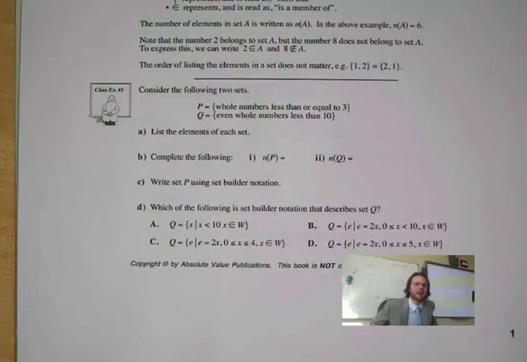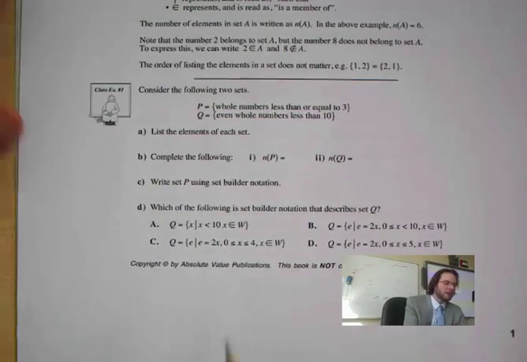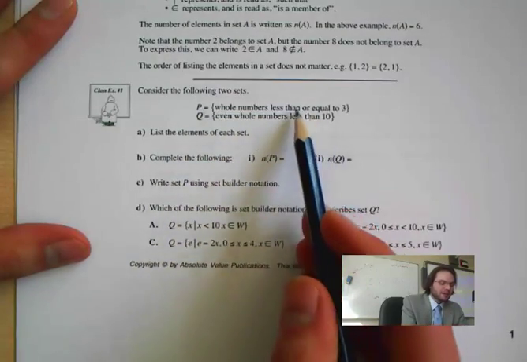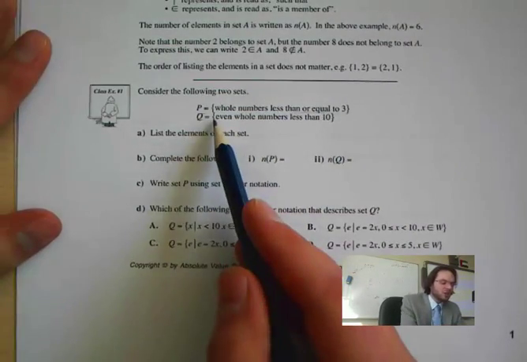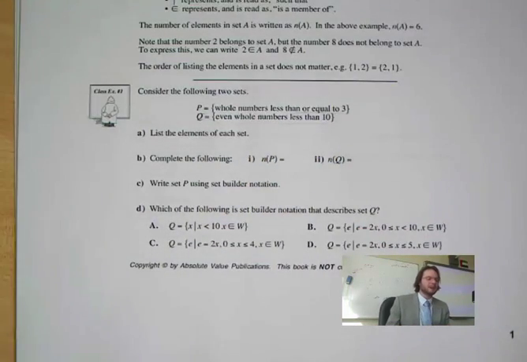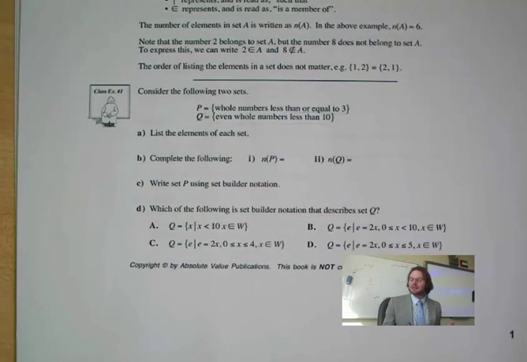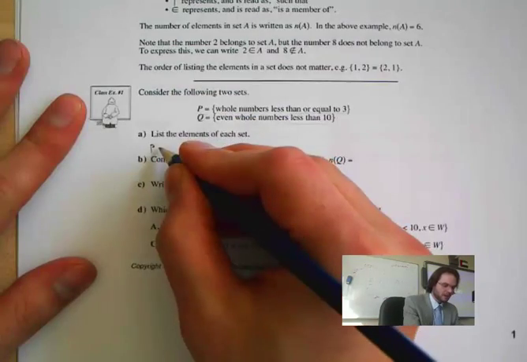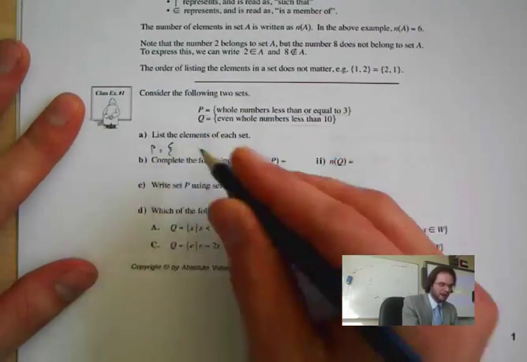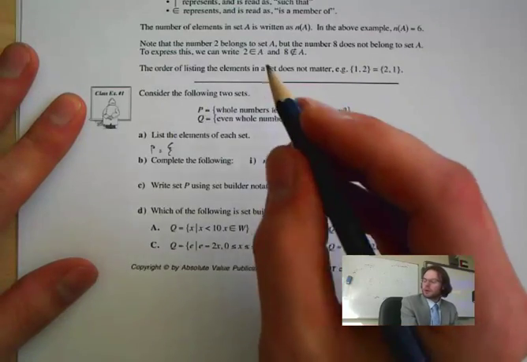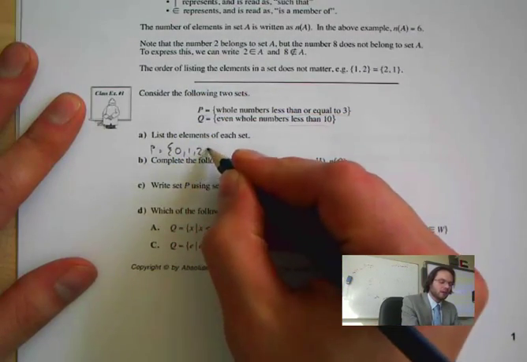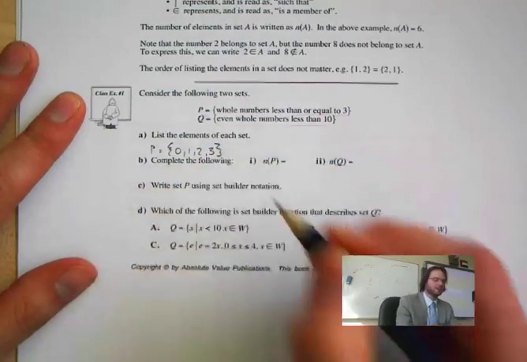So here we go. Let's skip ahead to classroom example number 1. It says, P is the whole numbers less than or equal to 3. Q is the whole numbers less than 10. List all the elements in each set. Okay, so let's look at P. Set P, we do these fancy brackets, is equal to whole numbers. So that's going to be 0, 1, 2, and 3.